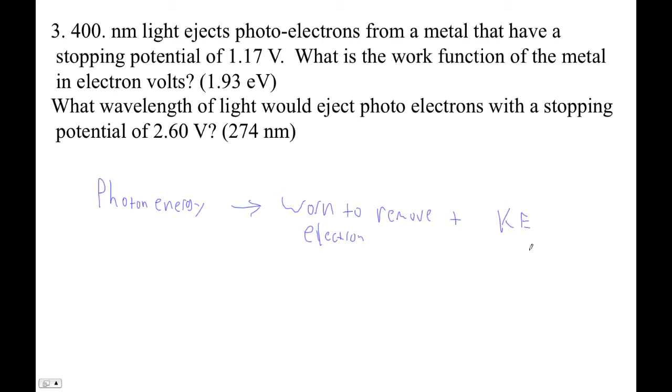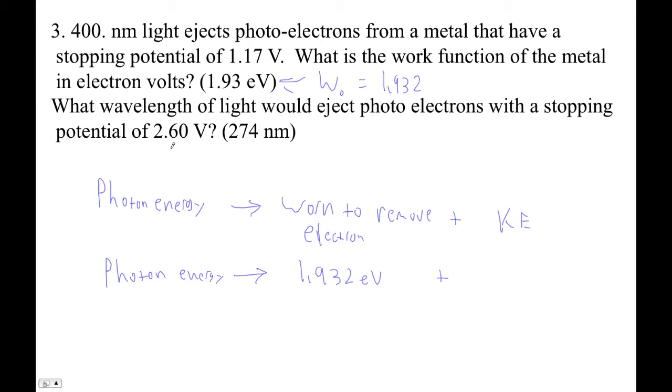Now, we know from the previous problem that our work function is 1.932 or something like that. So from the previous question, we've got this value. That's my work function. So this photon energy is 1.932 electron volts.